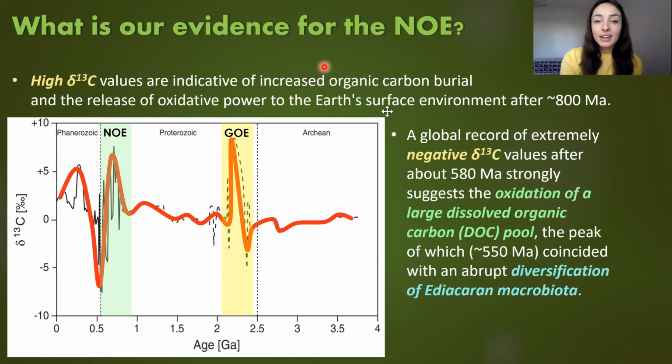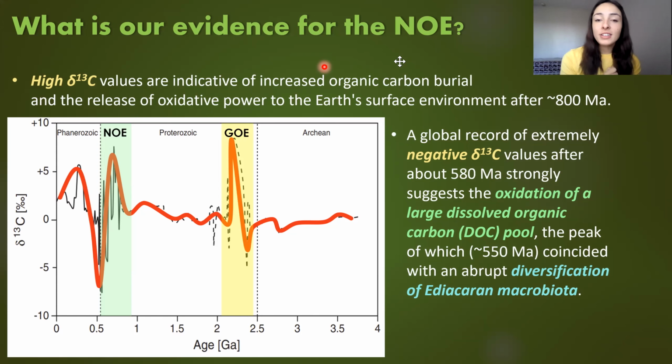And so what does this mean? Well, these high spikes of carbon isotopes is just indicative of increased carbon burial. And if you've seen any of the other videos, you know that increased carbon burial means an oxygen source. Oxygen builds up in the atmosphere due to carbon burial because it's not being used up to oxidize that organic carbon.